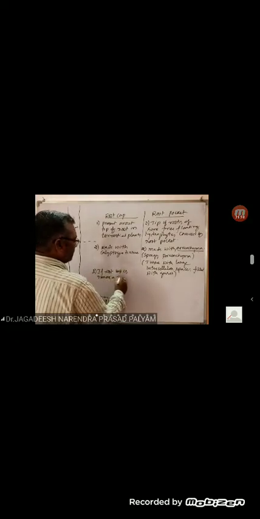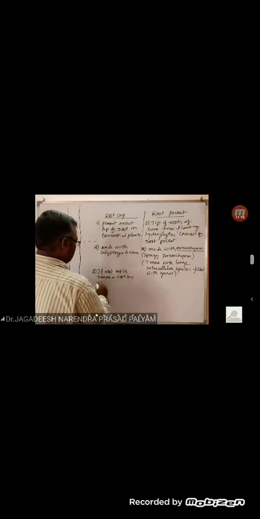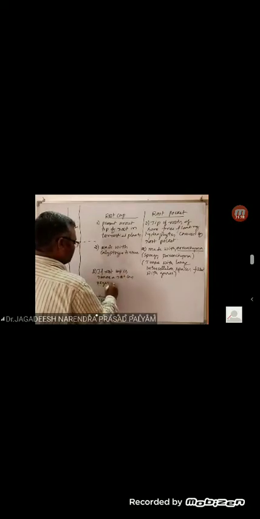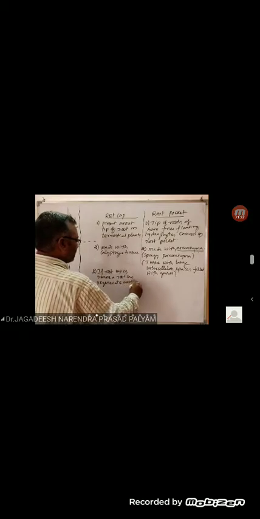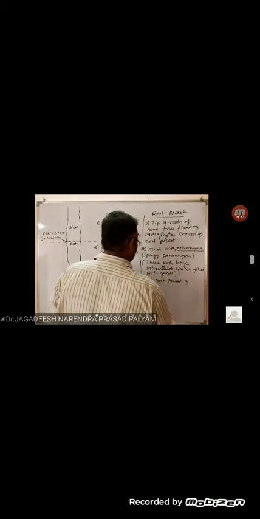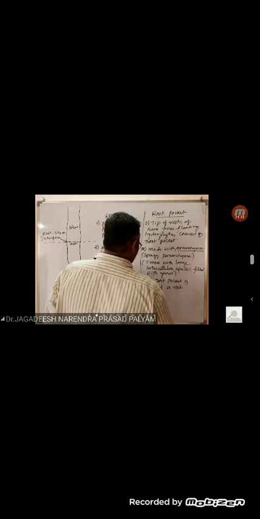Apart from that, if the root cap is removed, a root can regenerate another root cap. Whereas, if the root pocket is removed, a root cannot regenerate it.